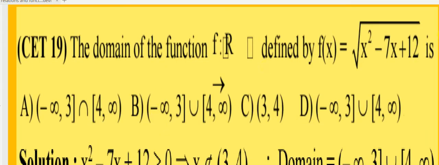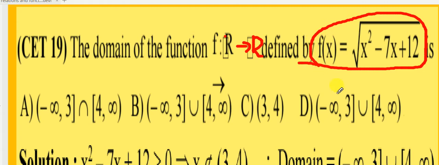The domain of the function f from R to R, defined by f of x is equal to square root of x square minus 7x plus 12, is. So we know that x square minus 7x plus 12 should be greater than or equal to 0. Then only this will be a real number.